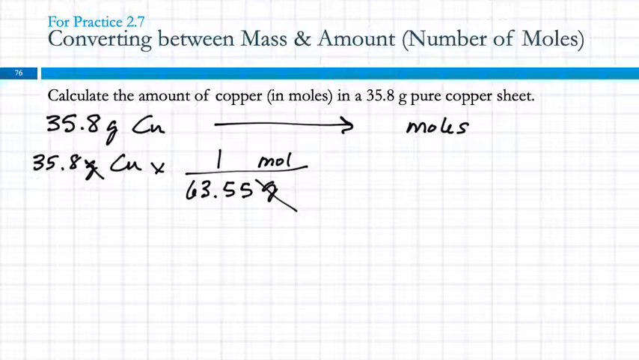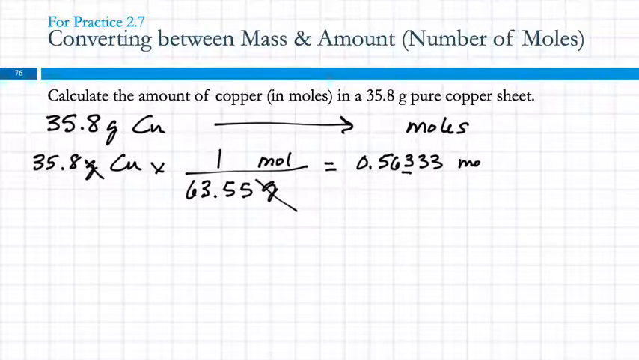So 35.8 divided by 63.55. And then I'm going to think ahead to how many sig figs. I started with 3. That molar mass is not exact, but it's more than 3. And so my answer is going to have 3 significant figures. 5, 6, 3. And I'm going to write down the next 2. And it's that many moles. And then I'm going to round it and say it's 0.563 moles.